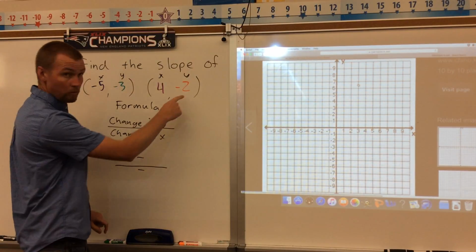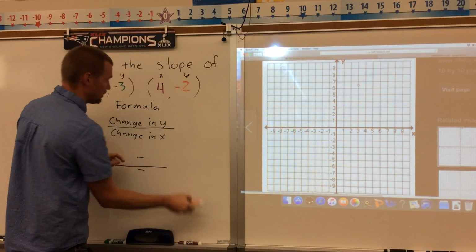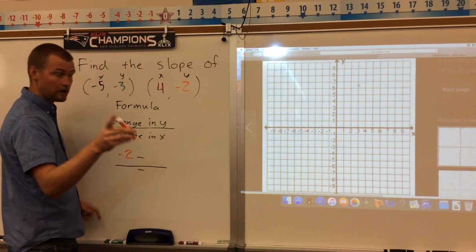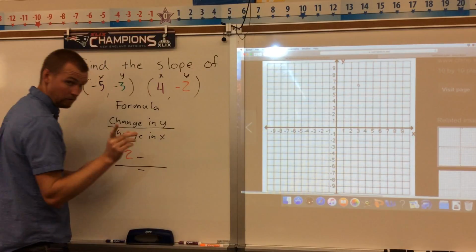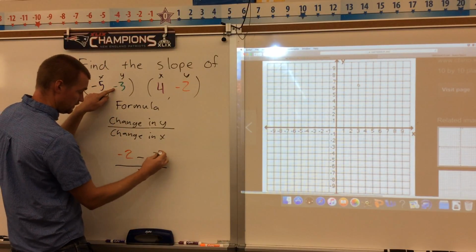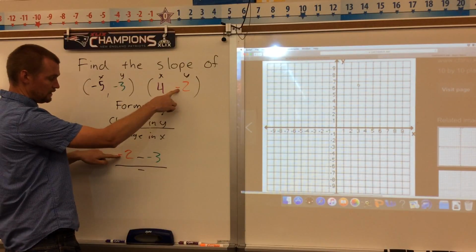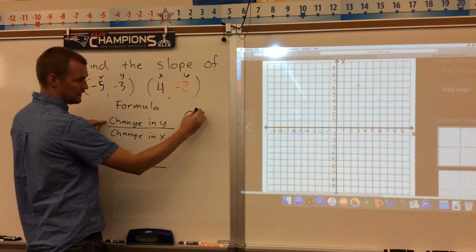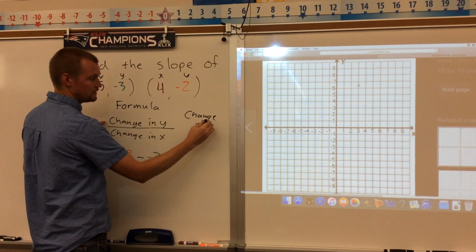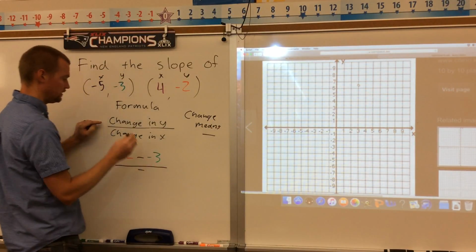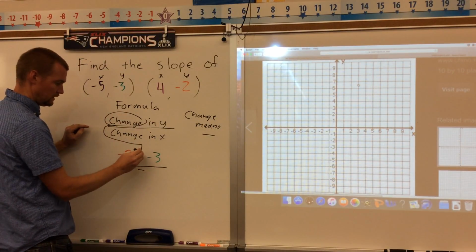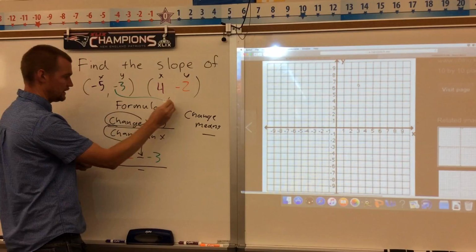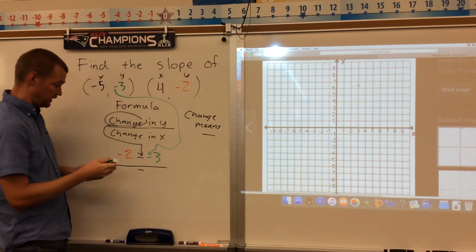First step, we're going to start with the change in y. So our first number is going to be -2, subtract -3. Now watch the negative here. That's a -3. That negative came from that negative. The negative here came from the word change, and the word change means subtract. So the word change is that negative. Then the other negative came from the original problem. So that negative is that negative, okay?